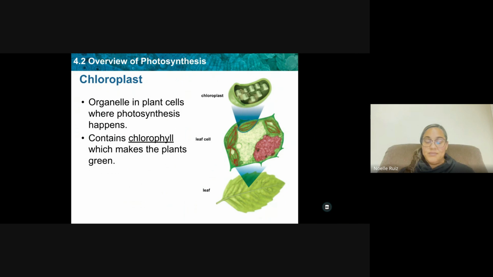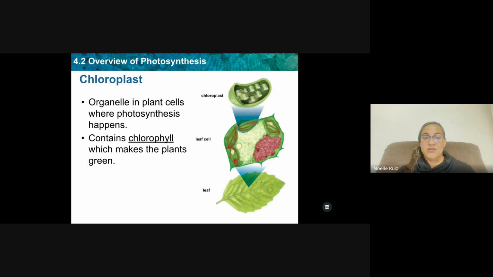Chloroplast, like we said with the bellwork, this is where photosynthesis happens. We talked about how plant cells have chloroplasts. It is the organelle in plant cells where photosynthesis happens, or in algae, or other photosynthetic bacteria, prokaryotes. But plant cells are the main one, especially on land. So chloroplast is the organelle.